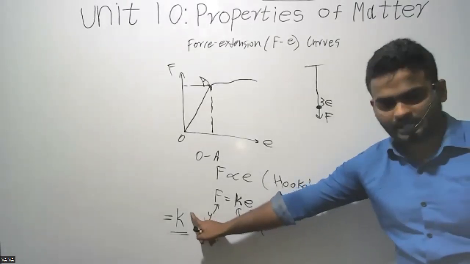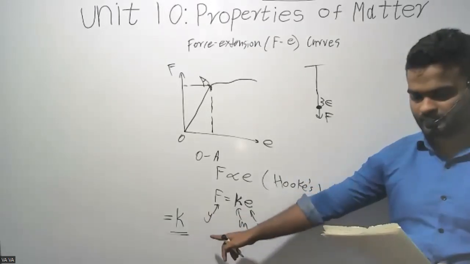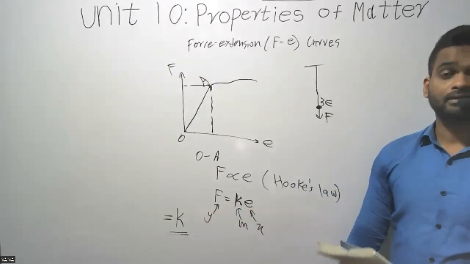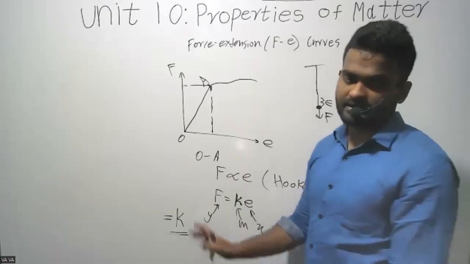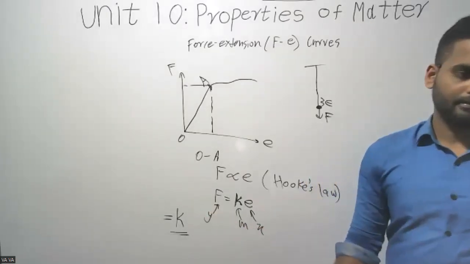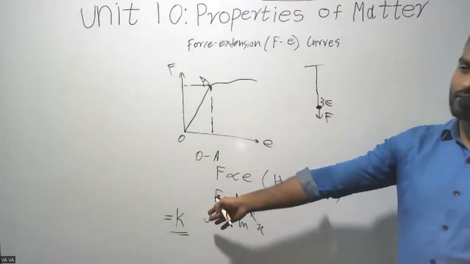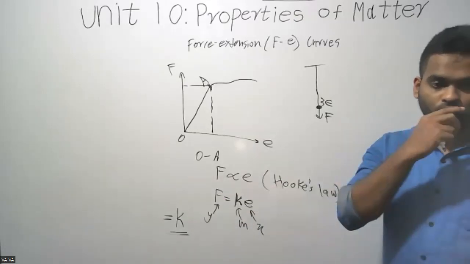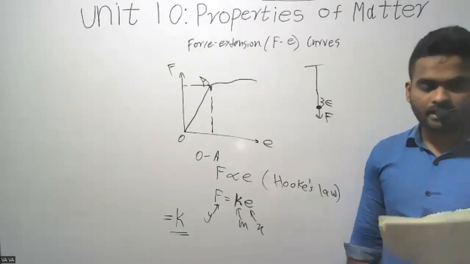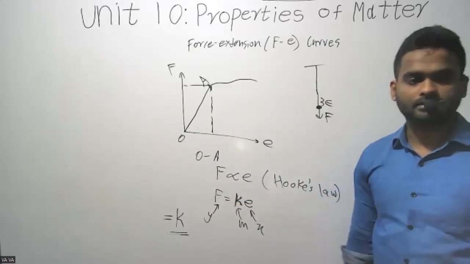So within brackets in front of K, write K is the force constant of the wire. If it is a spring, it becomes a spring constant. But here it is a wire, right? So we call this one force constant. K is force constant of wire.